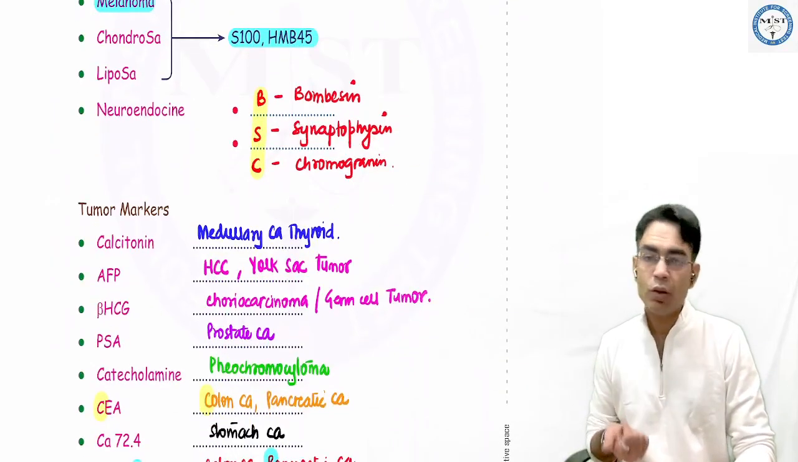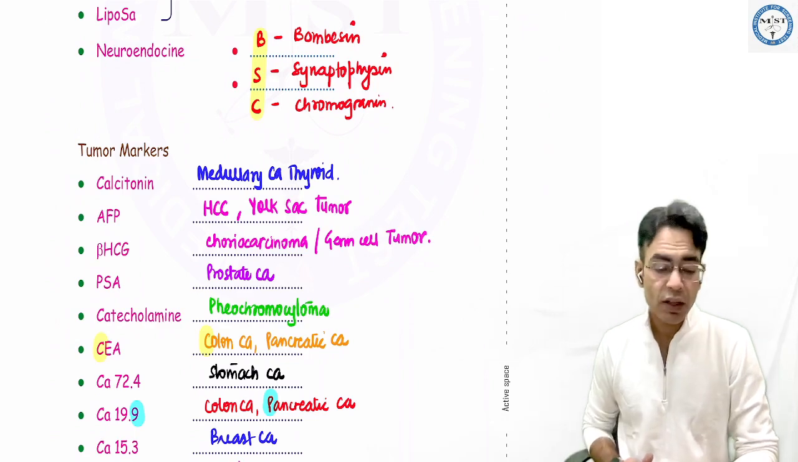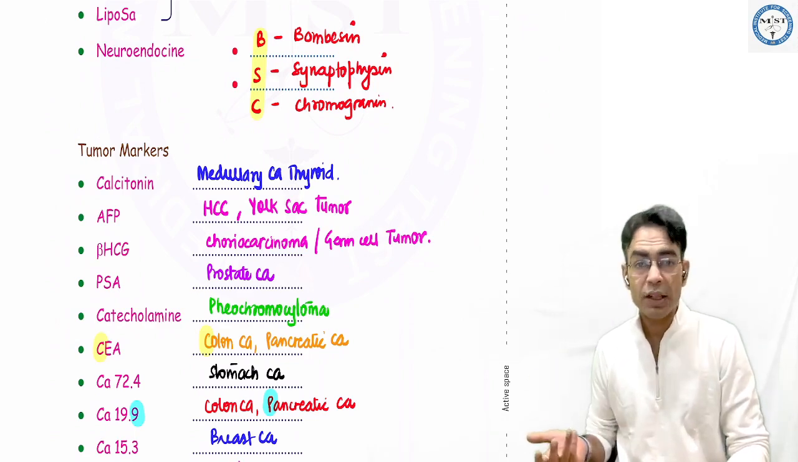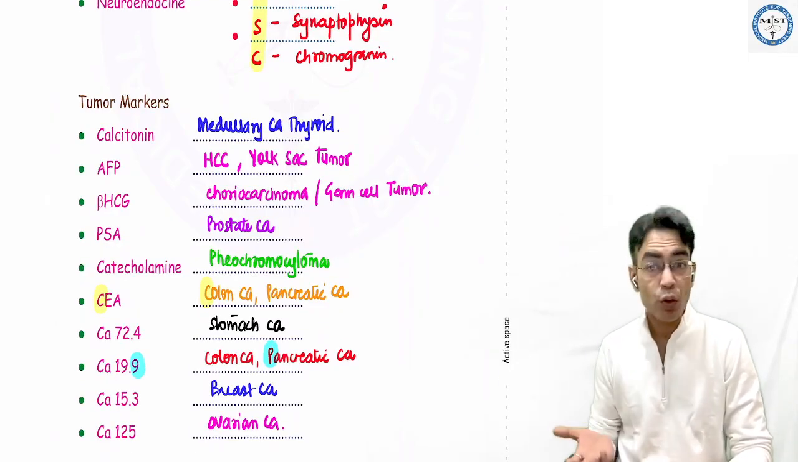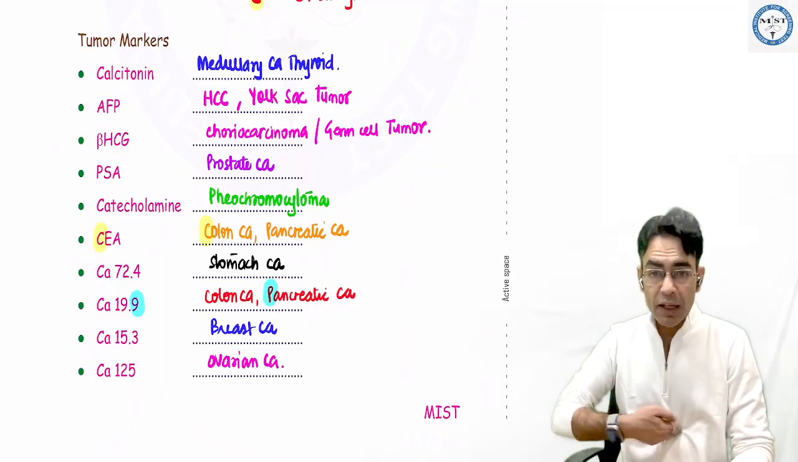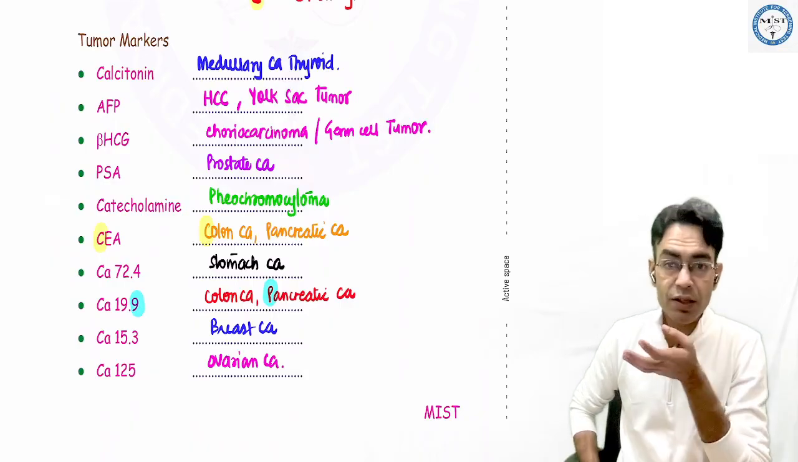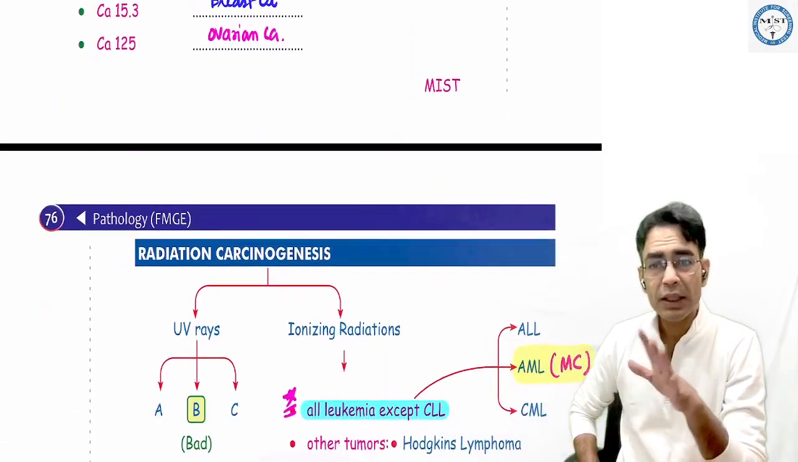Tumor markers: calcitonin, medullary carcinoma of the thyroid. AFP, which just came in the last exam, hepatocellular carcinoma and yolk sac tumor. Beta HCG, choriocarcinoma or germ cell tumor. PSA is prostate cancer, as the name says. Catecholamine is pheochromocytoma. We all know CEA is colon cancer; for pancreatic cancer, the better answer is colon. CA 72.4 is stomach, CA 19.9 colon, CA 15.3 is your breast cancer, and CA 125 ovarian. At minimum, this much you should know.